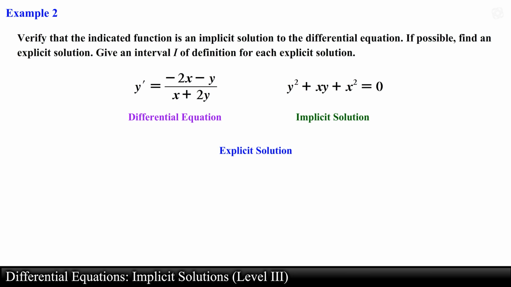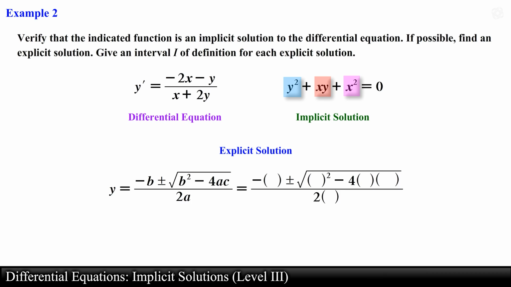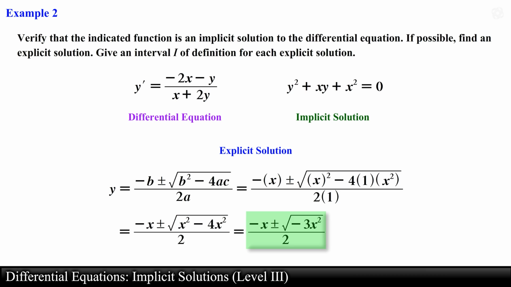Next, let's check to see if we can find an explicit solution. Notice that this implicit relation is quadratic in form. It contains a quadratic term, a linear term, and a constant term. In order to solve for y in terms of x, we're going to need the quadratic formula so we can find an explicit solution in terms of x. The coefficients a, b, and c will be equal to 1, x, and x squared respectively. Substituting these expressions into the quadratic formula, we obtain the following. Simplifying the expression inside the square root results in the following expression. y equals negative x, plus or minus, the square root of negative 3x squared, over 2.